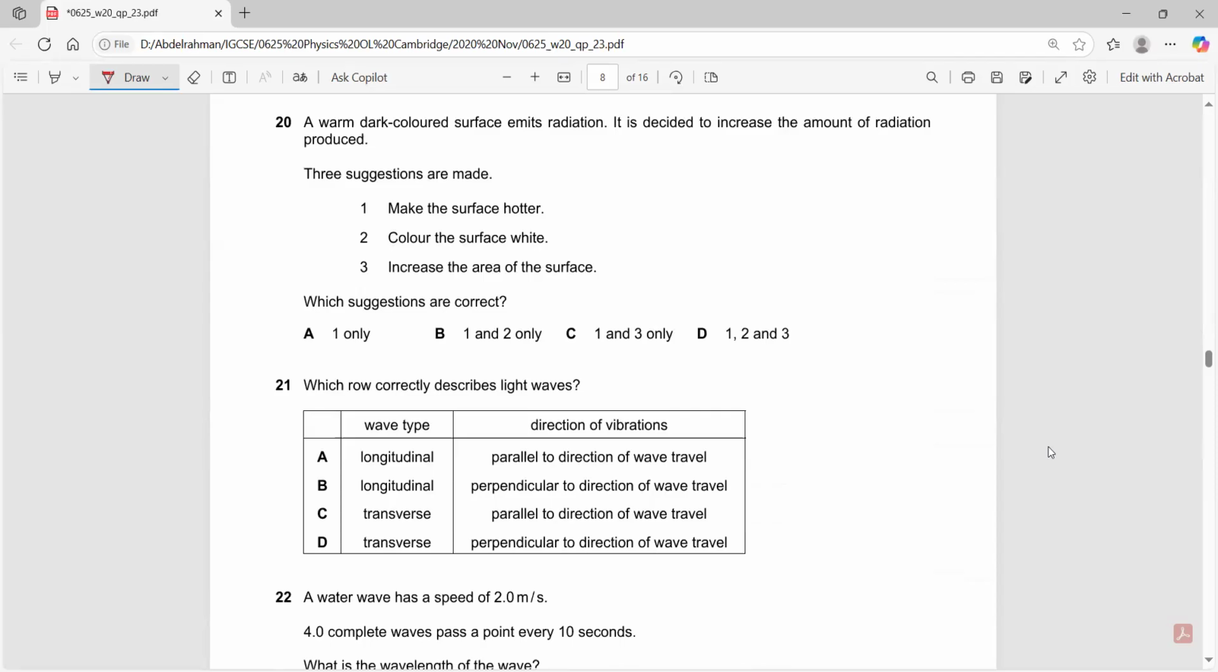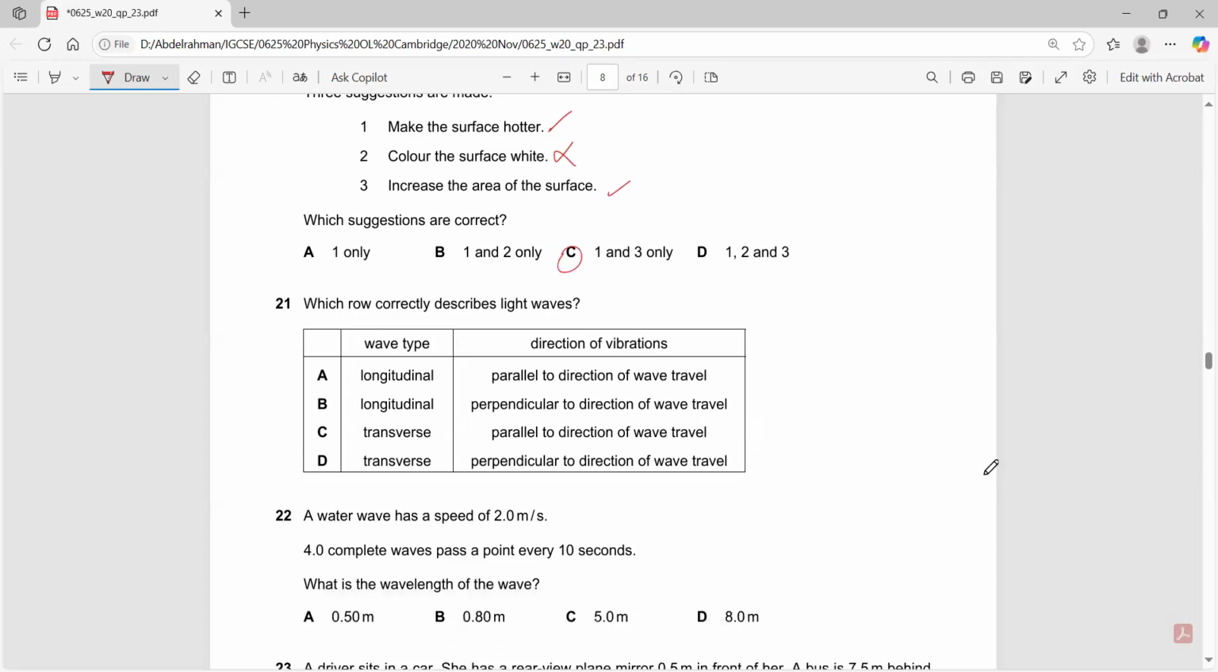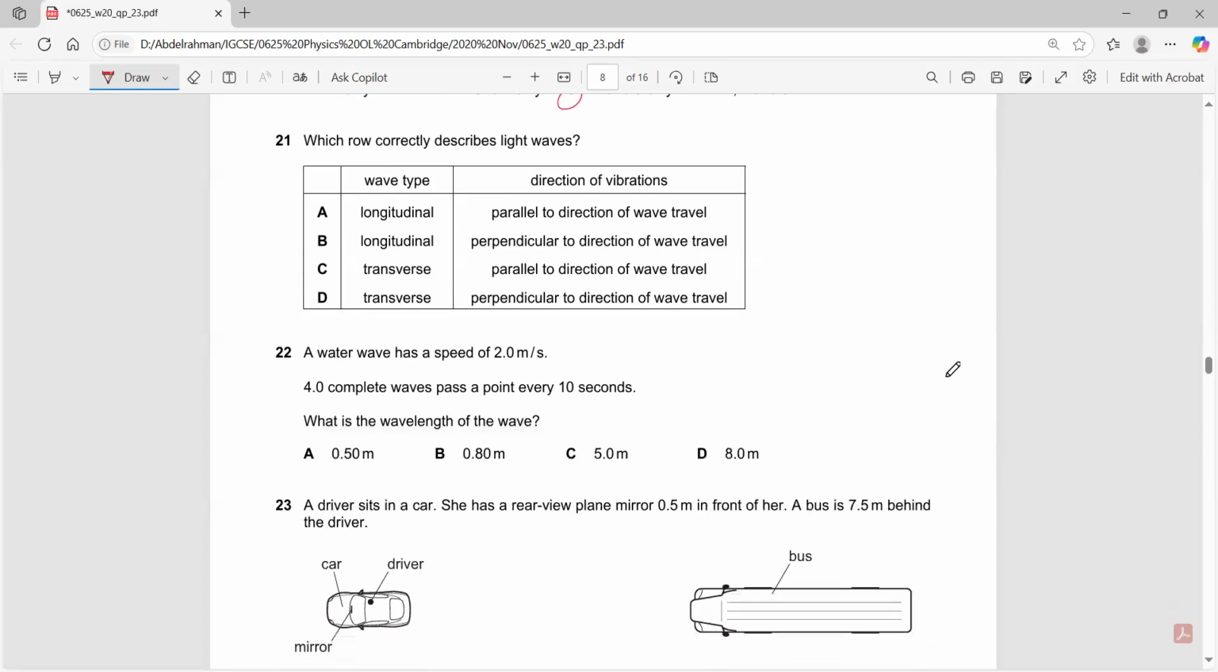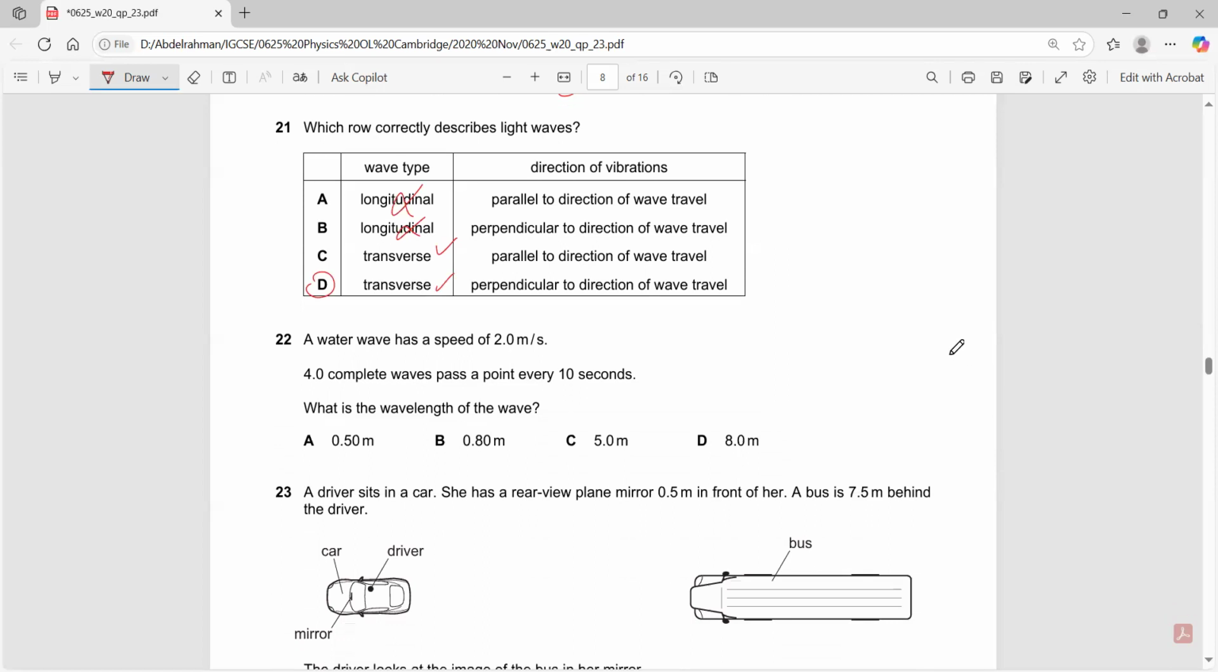I need to increase the amount of radiation. So if it's hotter, would that be correct? Yes, it would be. If I color it white, no, that would be wrong. To increase the amount of radiation, increase the area, yes. So 1 and 3. Which row correctly describes light waves? Are they longitudinal? No, they are not. They are transverse and they travel perpendicular to the direction of wave travel.